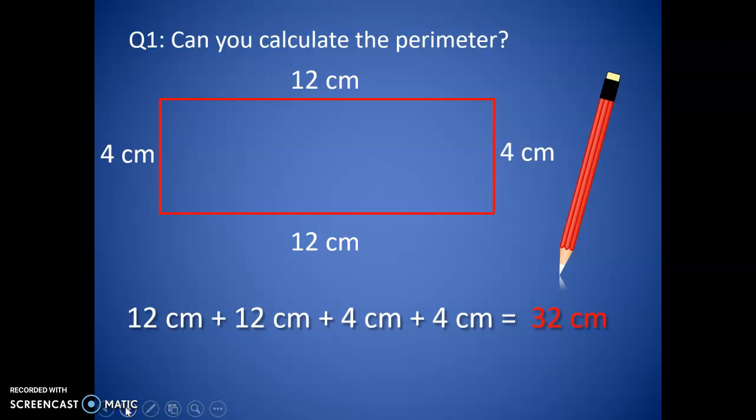Well done if you got 32. Double 12 is 24. Add another 8 is 32. Great job if you got that, boys and girls.